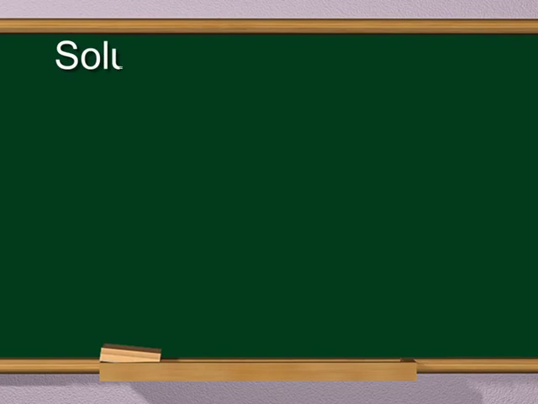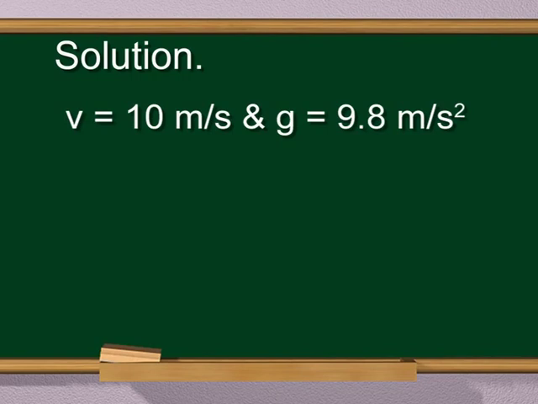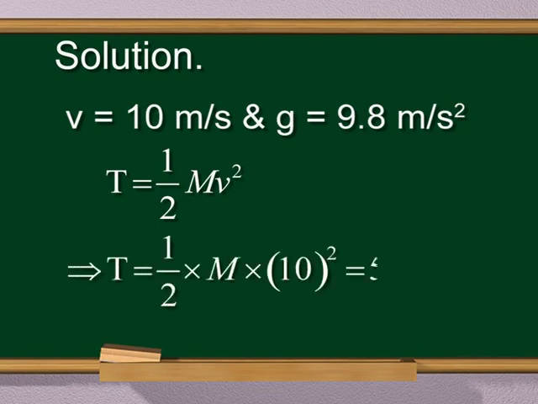Here, the velocity of the body v is equal to 10 meter per second and acceleration due to gravity at this place is g equal to 9.8 meter per second square. If m is the mass of the body, then kinetic energy of the body is T equal to half mv square, or T is equal to 1 by 2 into m into square of 10, which is equal to 50 m.